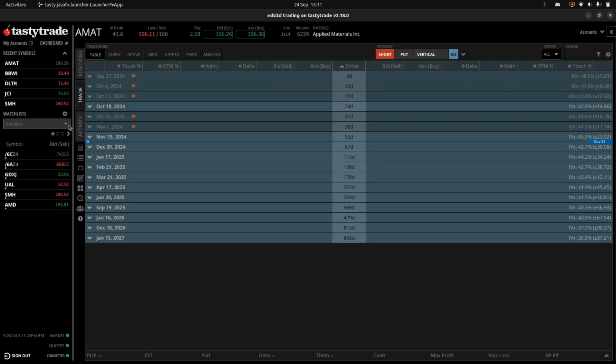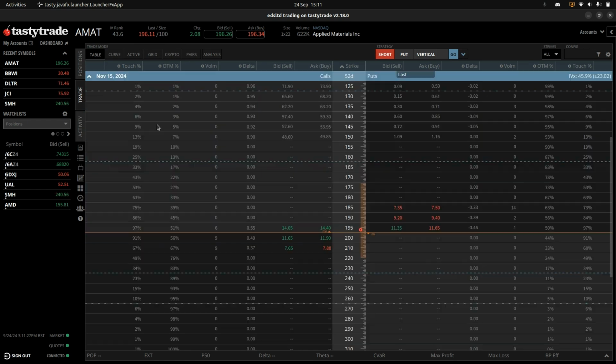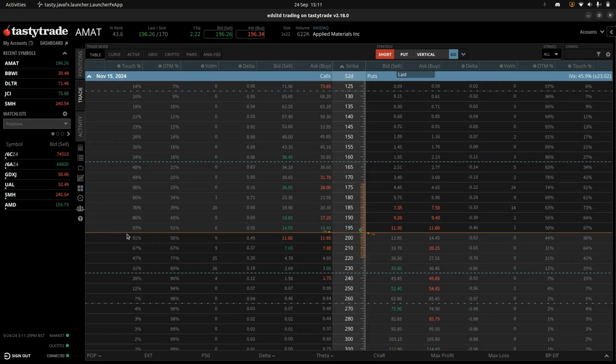Let's have a look at AMAT. As we can see here, we've got November 15th, 52 days out in time. This horizontal orange bar shows you where the price of AMAT currently is. This vertical orange bar shows you the expected move of AMAT over the next 52 days. And so this is called the options chain.